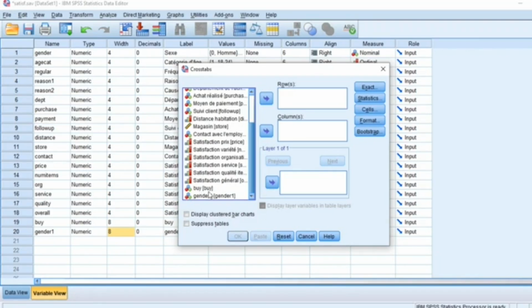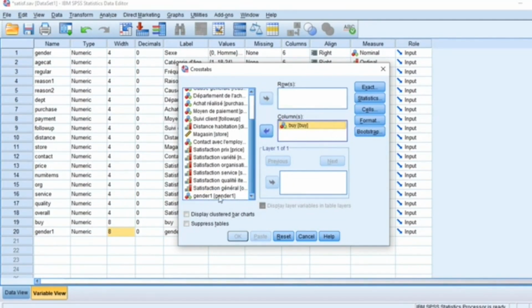There are many questions that were asked to those who accepted this survey, including whether they bought the product or not. So, for example, we are going to search for determinants of buying or not buying a product. Our treatment group is those who buy the product, and our control group is the people who don't buy. So we select the variable buy and use this arrow to put it in the column section, resulting in the crosstab in SPSS.